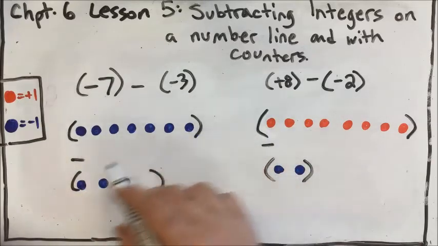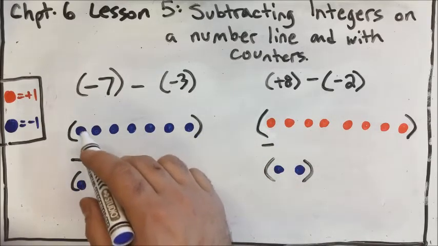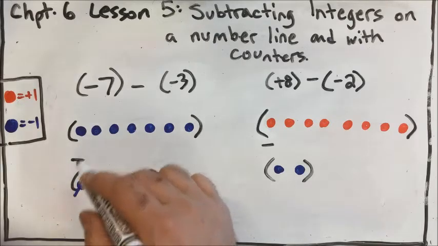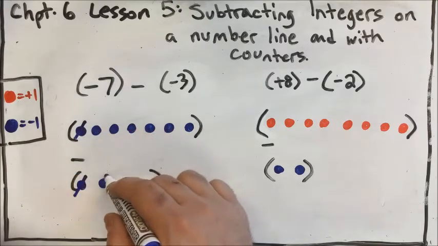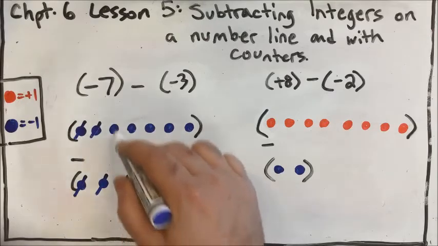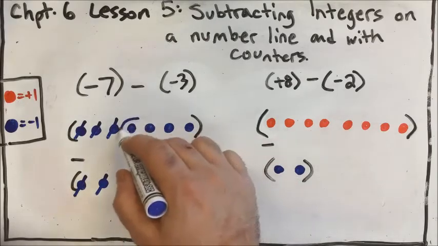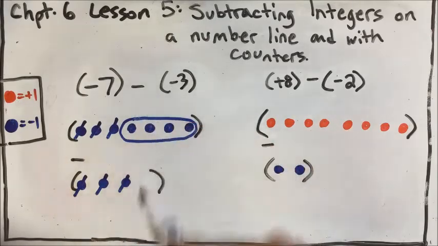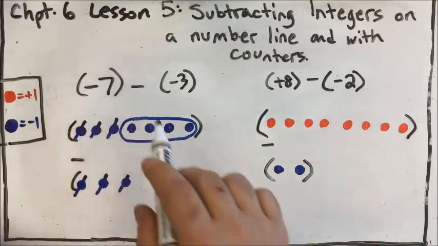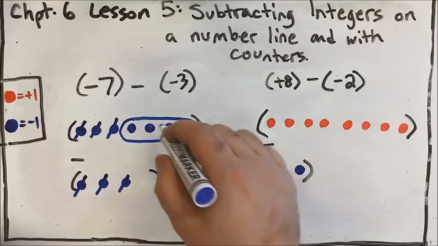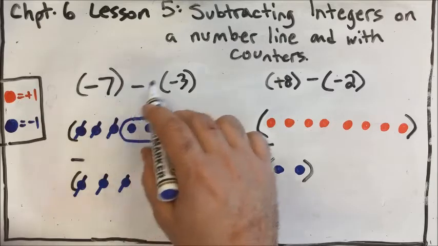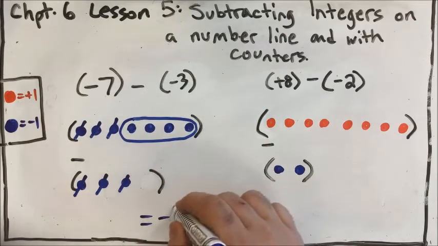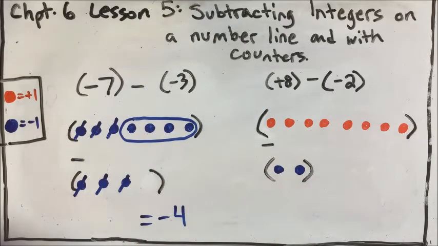In this case here, we have all blues. So we can subtract a blue with a blue, a blue with a blue, and a blue with a blue. And whatever is left in the top row or on the left side becomes your answer. So the answer for negative 7 subtract negative 3 would equal negative 4.